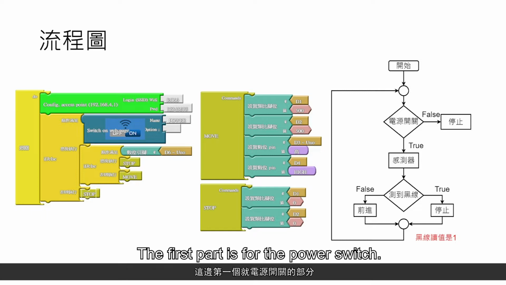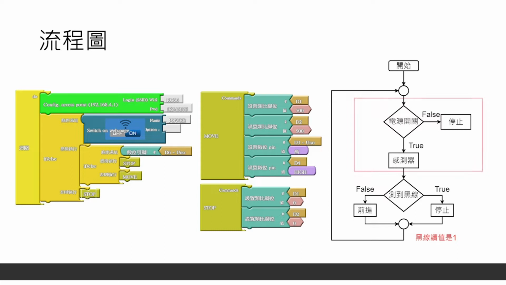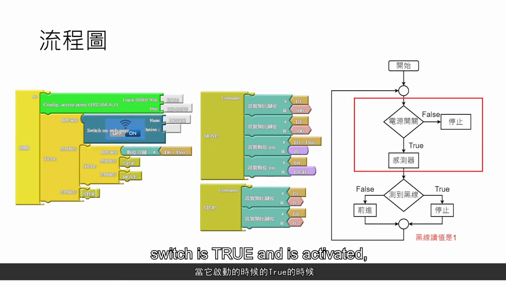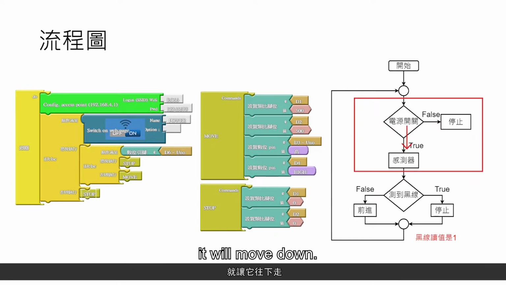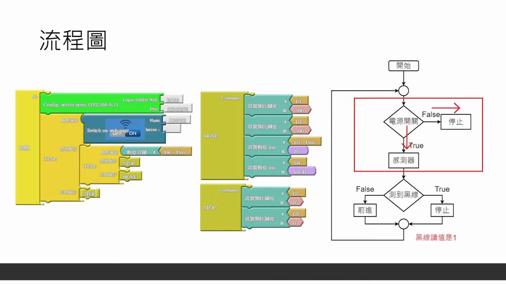Let's have a look. The first part is for the power switch. When this power switch is true and is activated, it will move down. If it doesn't activate, our vehicle will remain in the stop status. This first section is more or less completed.